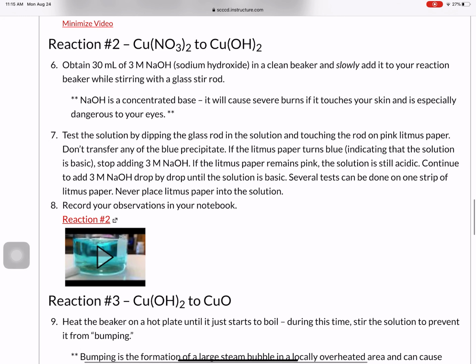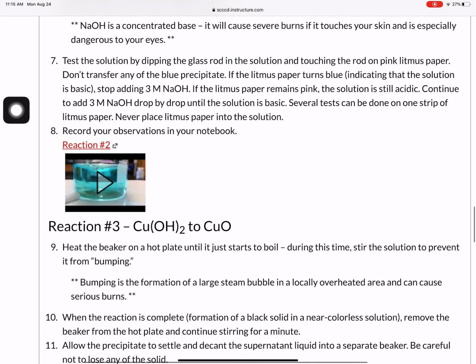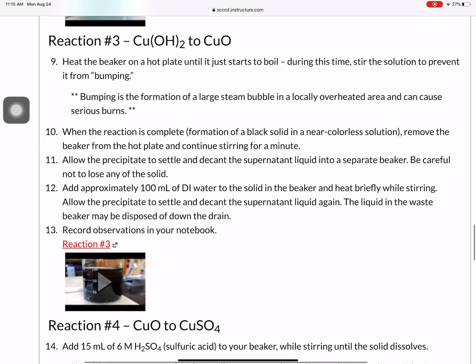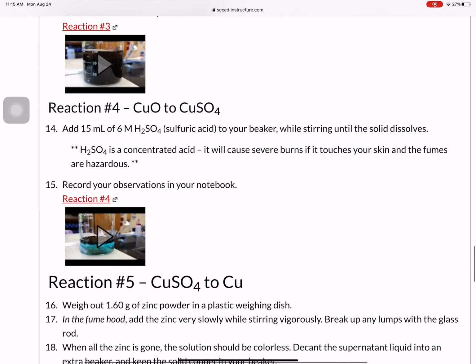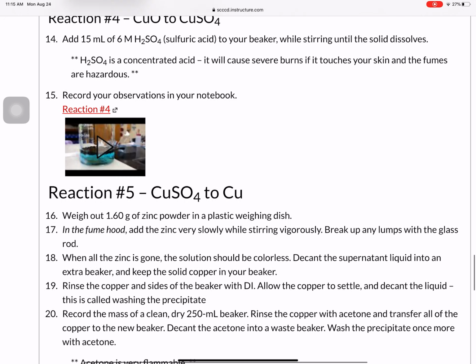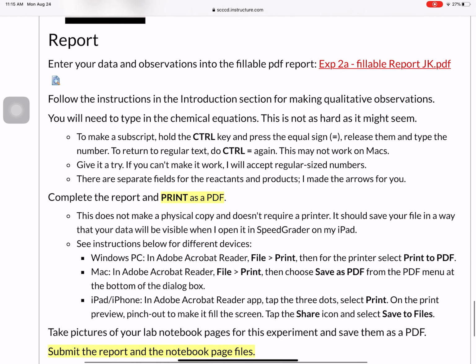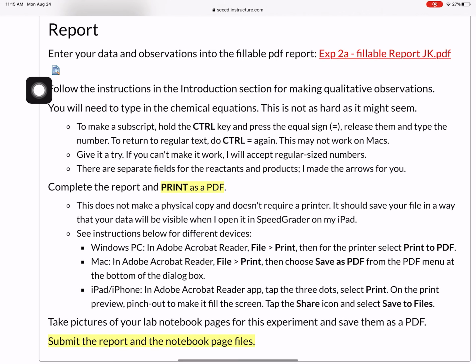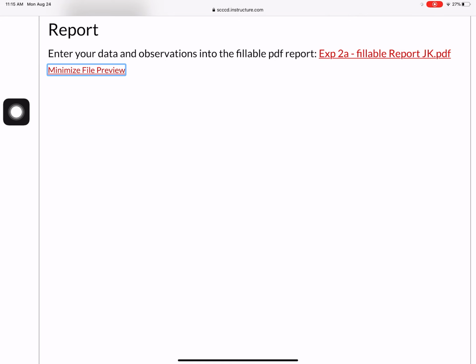So here's reaction 2. Again, there's a hazardous chemical here. You'll need to make note of that in the hazard section. You watch the video. And again, there's number 3, number 4, and number 5, the last one. So you go through all of that, and then you've got your data and observations that you wrote in your notebook, and those might be kind of messy. Now you're going to enter those into the fillable PDF. So here's a preview of that.